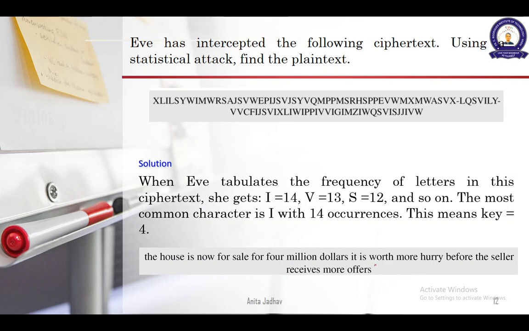I hope this is clear. I is 14, that means the frequency of I is maximum. In the English language the frequency of E is maximum. So it means that the key which you get might be 4, because from E, if you count F, G, H, and then I is the 4th letter, so you say the key should be 4. This is a ciphertext and you are going to decrypt the text, so you will come 4 letters back. So this is the plain text.